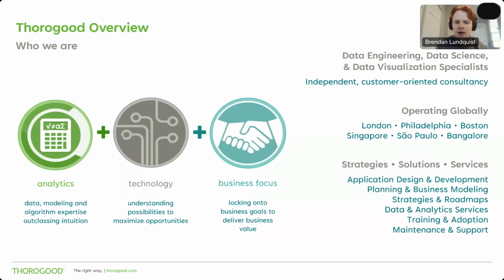And for those of you who do not know Thorogood, we are a global independent consultancy firm specializing in data and AI. We combine our business focus with best-in-class technological solutions to solve complex business problems. And we blend our business understanding with strong technical aptitude with a deep understanding of analytical tools. We're a global company with offices in London, Boston, Philadelphia, Bangalore, Singapore, and Sao Paulo in Brazil. And we offer a full range of services across the entire data and analytics spectrum, including strategy and roadmaps, requirements, design, implementation, and training and support.